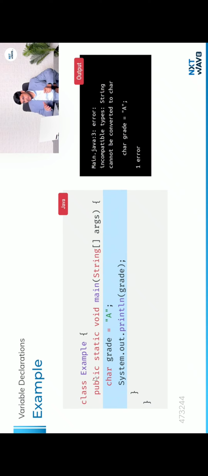Assume you use double quotes. Then you will see an error which says incompatible types: String cannot be converted to char. In Java, if you use double quotes, it means you are creating a string value. If you use single quotes, it means you are creating a character value. A string value cannot be assigned to a variable which is declared as char. So this is also something that you need to remember.